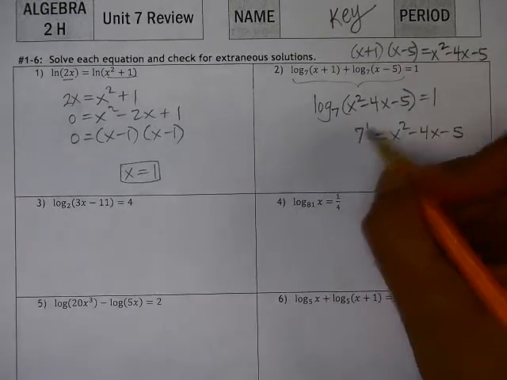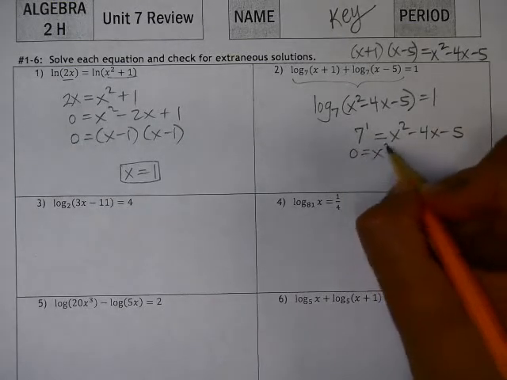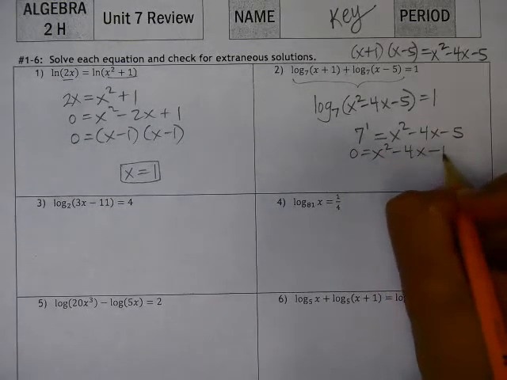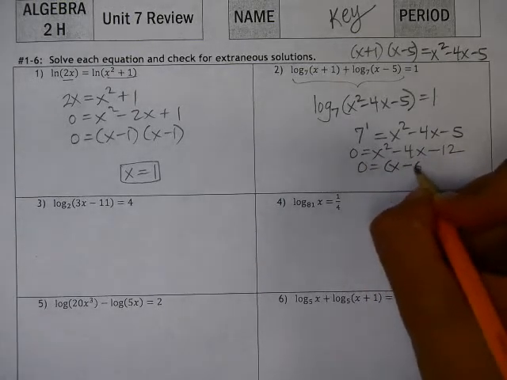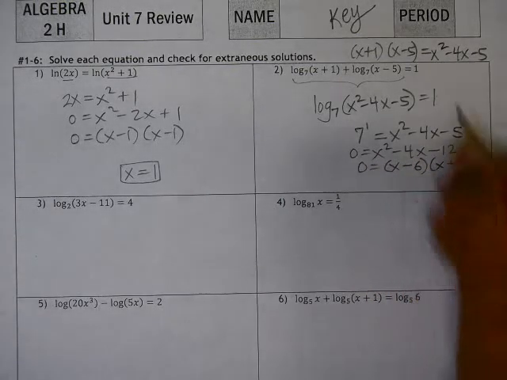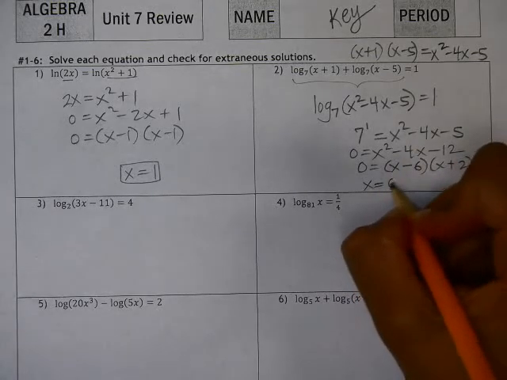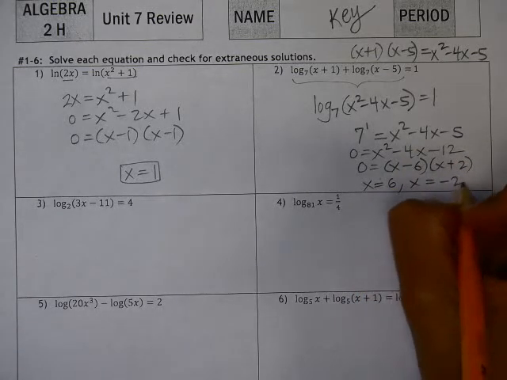Now we have a quadratic, so if we subtract 7 from both sides, we get x squared minus 4x minus 12. This is factorable, so x minus 6, x plus 2. And our solutions are x equals 6, x equals negative 2.